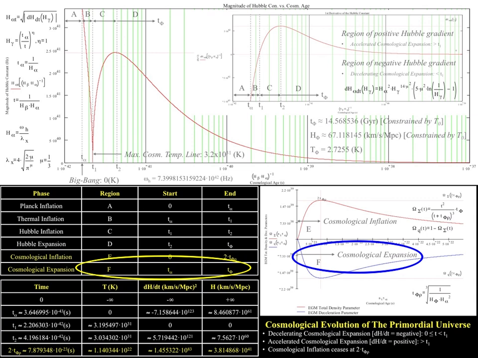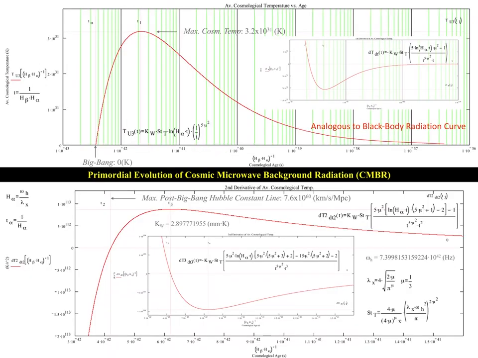Let's now look at the behavior of the cosmic microwave background radiation. Here we have the cosmological history of the cosmic microwave background radiation in the primordial universe. You will instantly recognize the black body radiation curve similarity. This was not intentional. Black body equations were never utilized in its derivation, but the fact that its shape mimics a black body curve is very comforting.